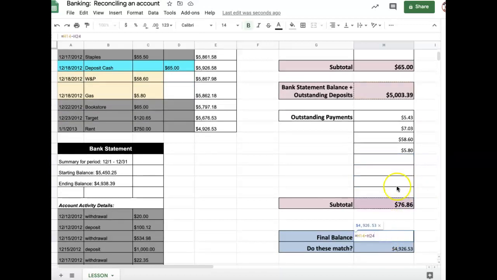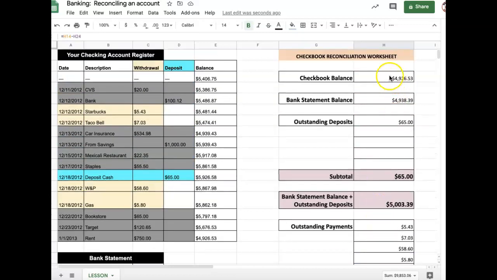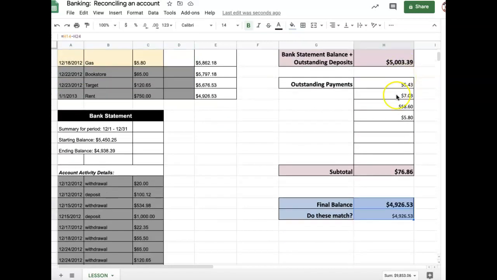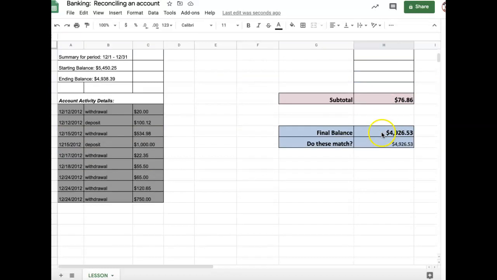So final balance, it takes this $5,003.39, subtracts the payments that the bank didn't know about, which was $76.86, and look at this. I started with 4926.53, and I got it to match, because this first cell is the math, and the second cell I just brought down H3, which was up here. So you can just put equals H3 and it'll copy that down.